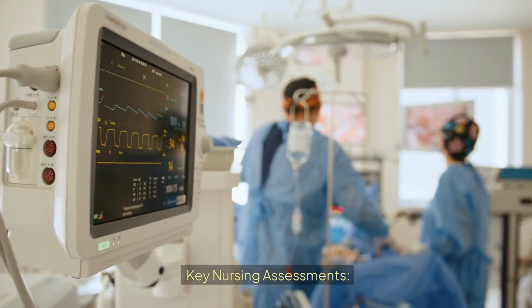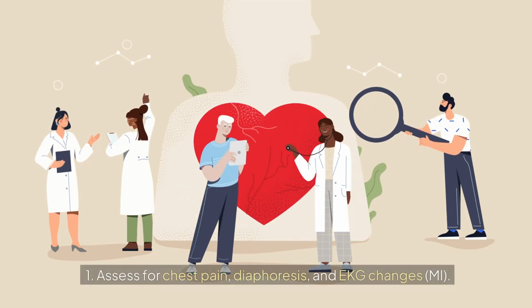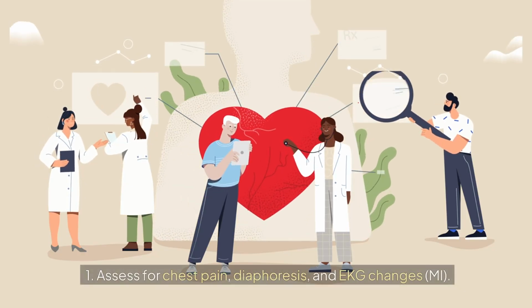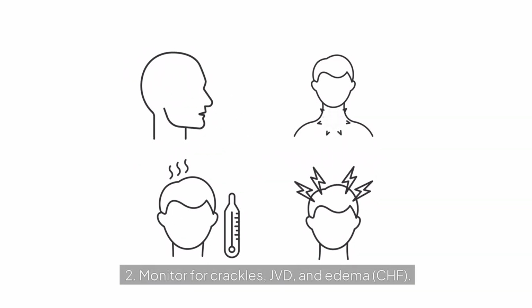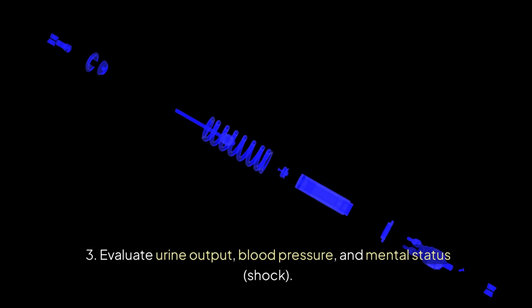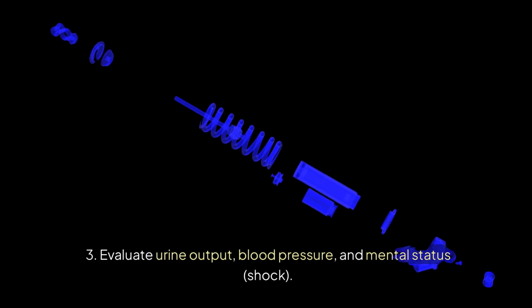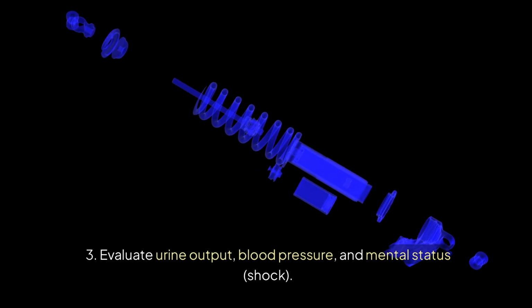Key nursing assessments. 1. Assess for chest pain, diaphoresis, and EKG changes, MI. 2. Monitor for crackles, JVD, and edema, CHF. 3. Evaluate urine output, blood pressure, and mental status, shock.